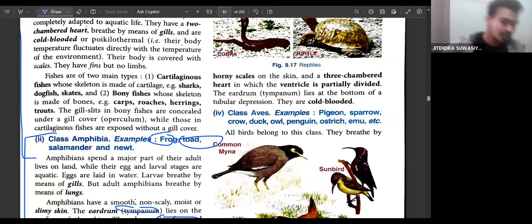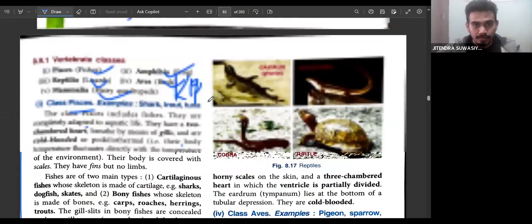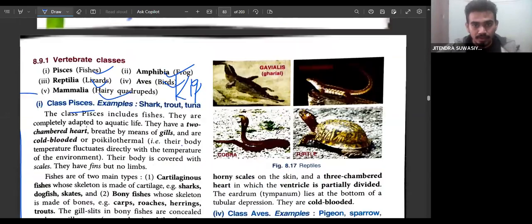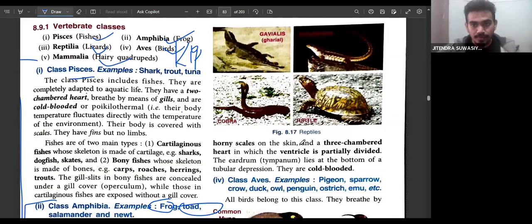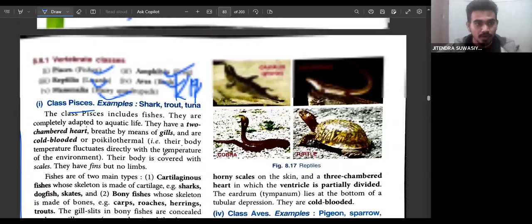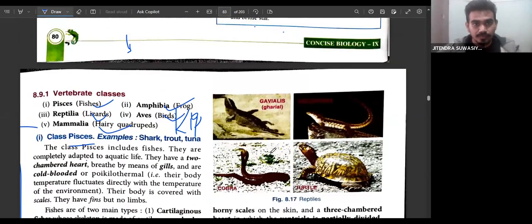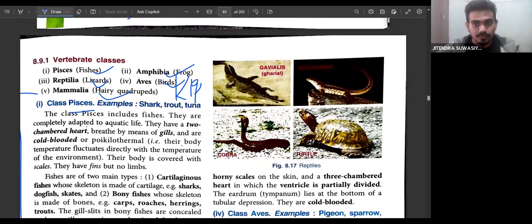Okay, from which portion was the connection disconnected? Can anyone tell me? Am I audible? Am I audible?